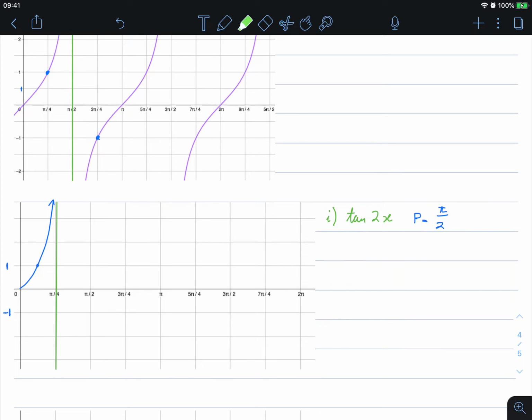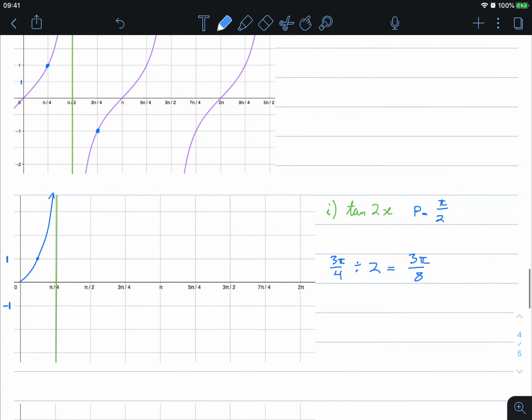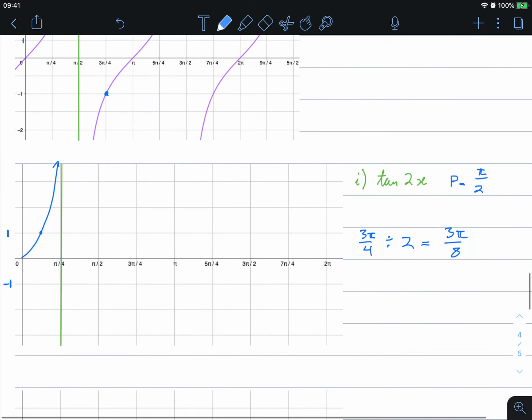Our next critical point here is -1. That -1 is at 3 pi on 4. We're going to divide this by the coefficient of x there. So 3 pi on 4 divided by 2 is 3 pi on 8. You can check this, but it's going to be halfway between pi on 4 and pi on 2. So this point here is -1.